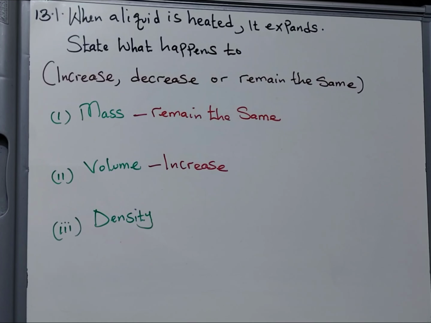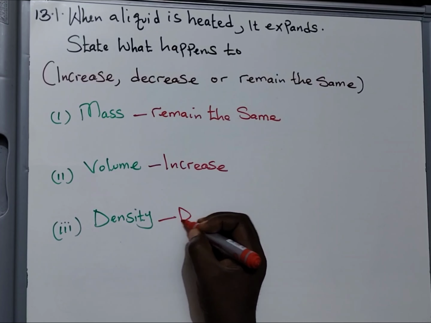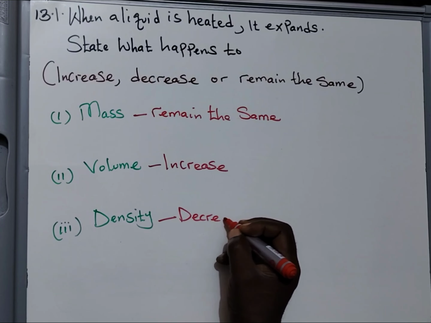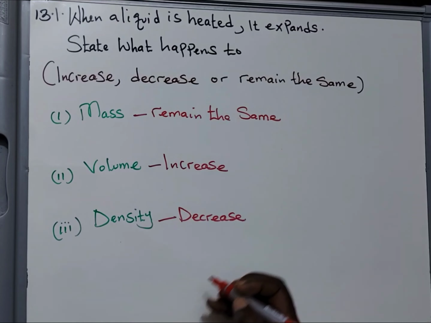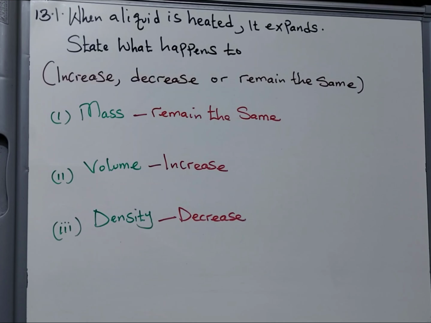Then comes density. Density represents the amount of matter or number of particles in a given volume. So when the volume expands, what happens to density? When the volume expands, it means that the number of particles per unit volume decreases. So the density decreases. So the answer is decrease. That is it.